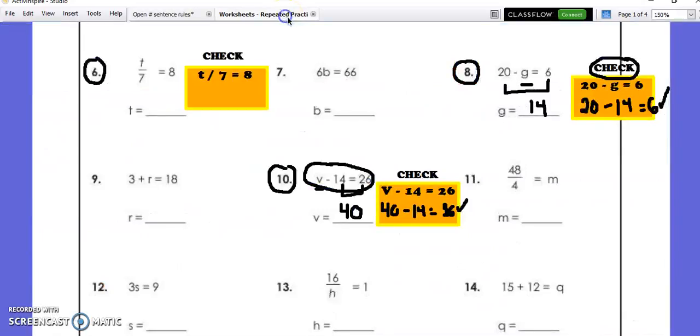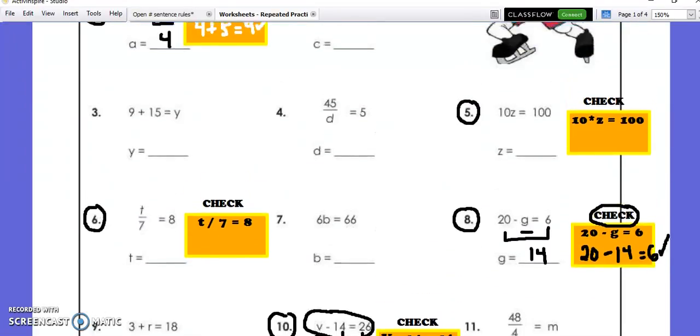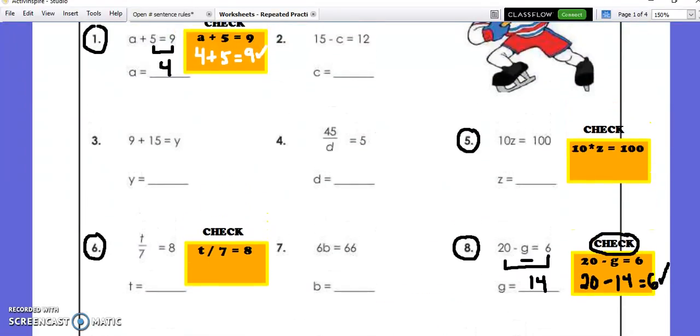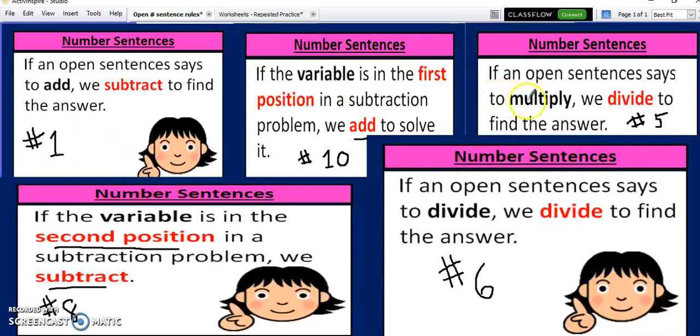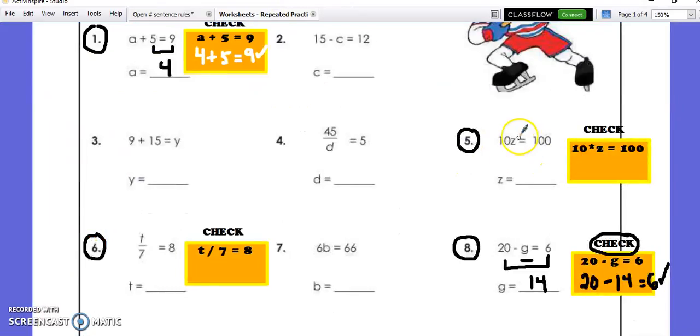Let's check it out. Number 5 is one that you may actually know right off the top of your head. Just based on place value, we know that 10 times itself, or 10, is going to get us 100. But in basic algebra, we follow the rule. The rule again tells us that if we're asked to multiply, we divide the two numbers that we have to solve for the variable. In other words, I take 100, I divide it by 10 to solve for the variable z. 100 divided by 10 is 10.